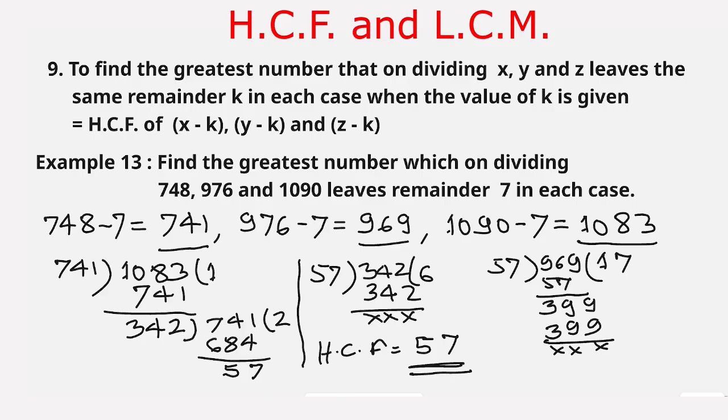This is the greatest number which divides 748, 976 and 1090, and on dividing, the remainder is always 7. I hope you have understood the method of solving such type of questions. Now we go to the next point, in which we will see the type of questions asked in various exams.